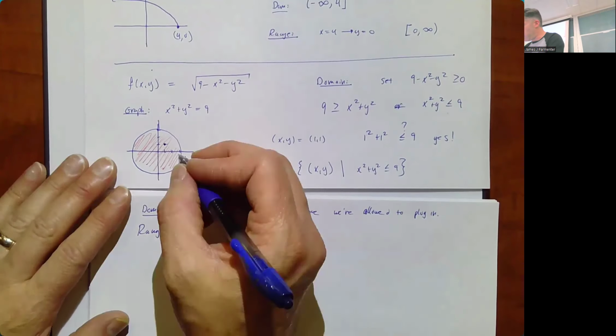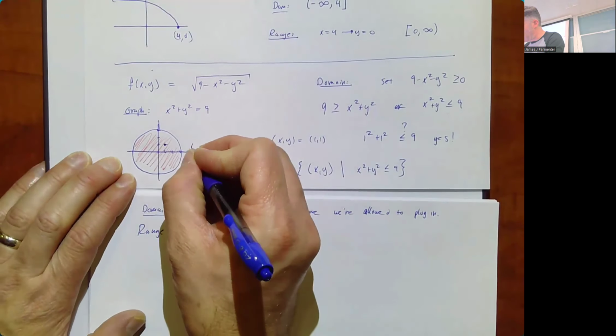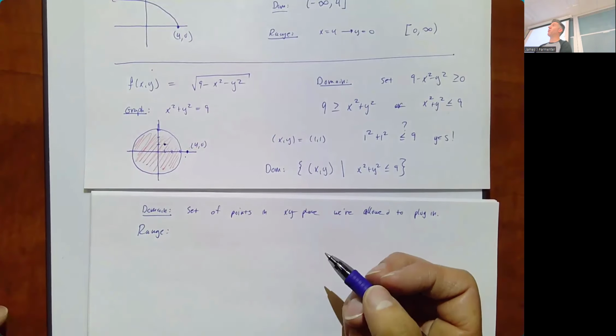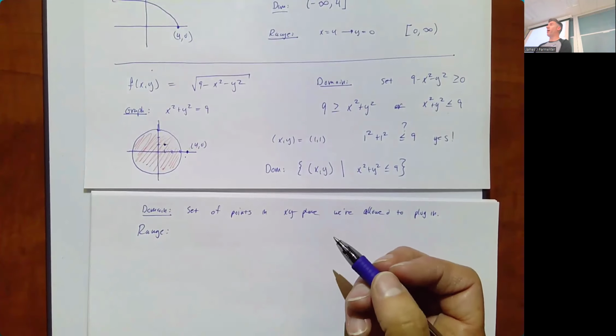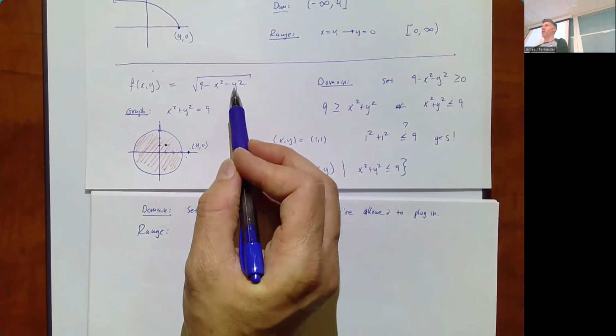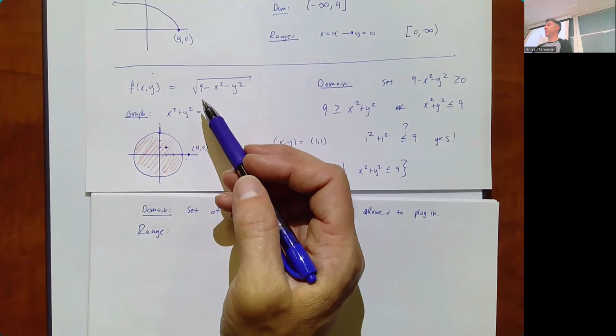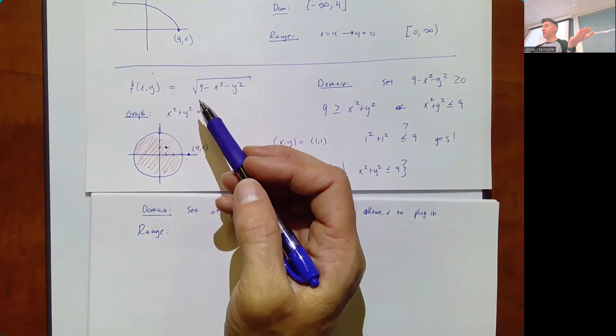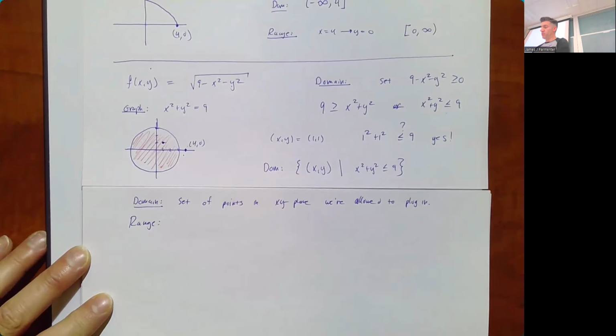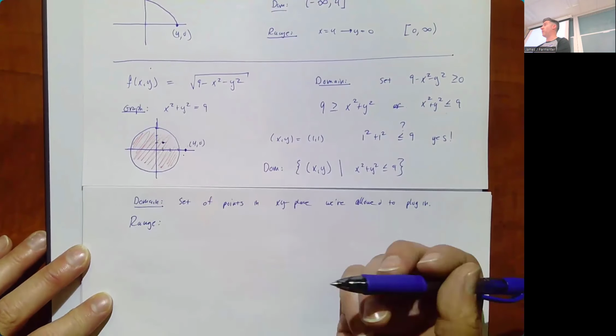Here's why. So let's look at the point right here. Let's say I want to try to plug in 4, 0 into my original function. It's not going to work. If you plug in 4 for x and 0 for y, we're going to get 9 minus 16 minus 0, which is -7, and we can't take the square root of -7 and get a real answer. So we're done. So this point here and any point outside the circle is not in the domain.